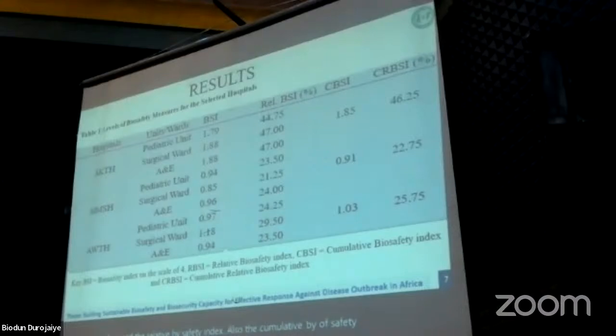All in all, from what we can see here, American Teaching Hospital is having the highest cumulative relative biosafety index of 46.25%, and Murtala Muhammad Special Hospital having 22.75%. Then Abdullahi Wasai Teaching Hospital having 25.75%.